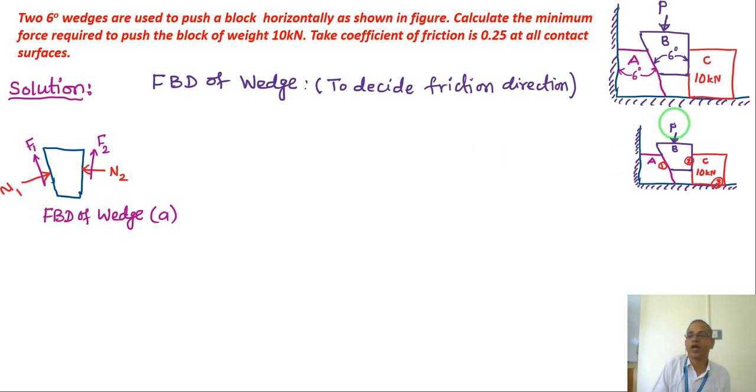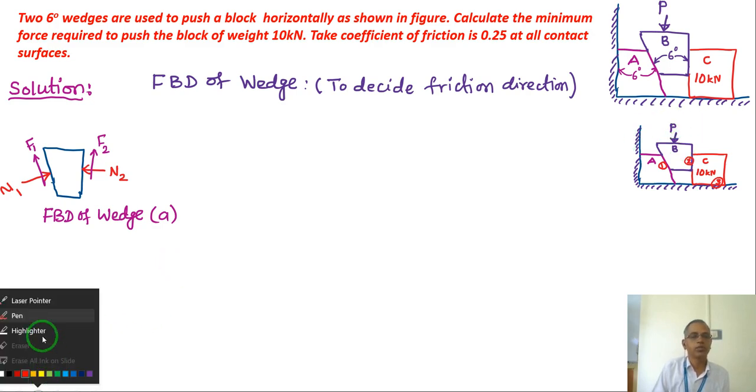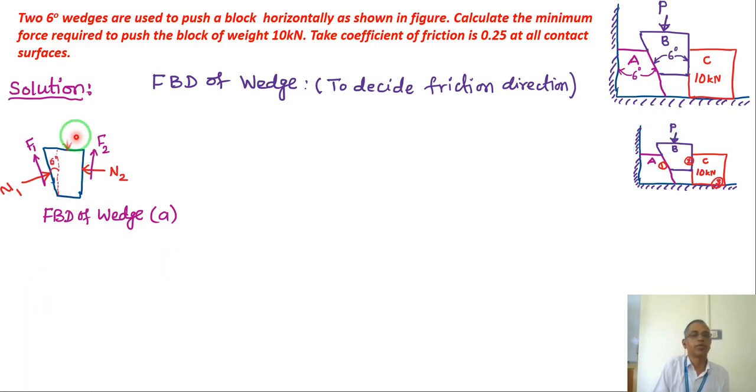The next force I can see here is P, right? P is downward, so I will represent P here. Now the angle mentioned here, 6 degrees, means that if I draw a vertical from this point, this angle is 6 degrees. Also, at this block, if I draw a vertical there, this angle is 6 degrees.